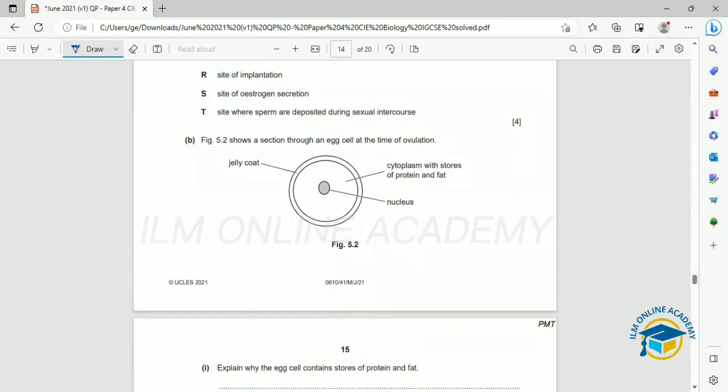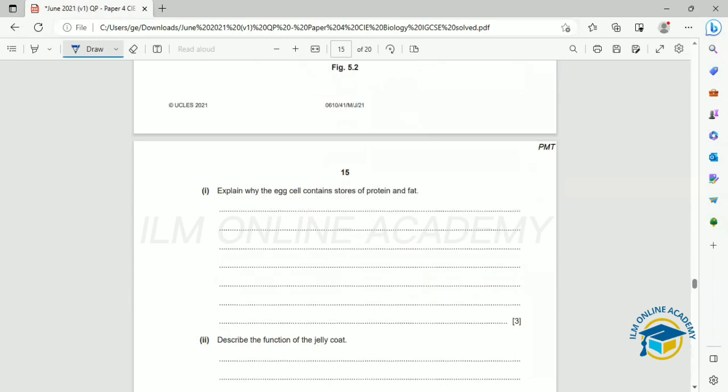Then the figure shows a section through an egg cell at the time of ovulation. Now you can see there is a nucleus, cytoplasm with stores of fat and protein, and with that a jelly coat is also present. Now explain why the egg cell contains stores of fat and protein. Remember that the egg cell is actually going to grow into a whole organism, right?